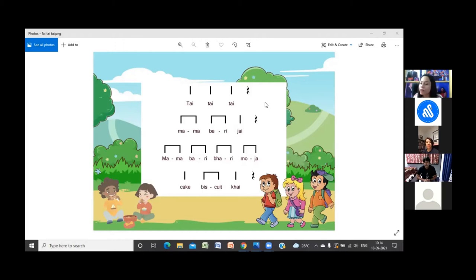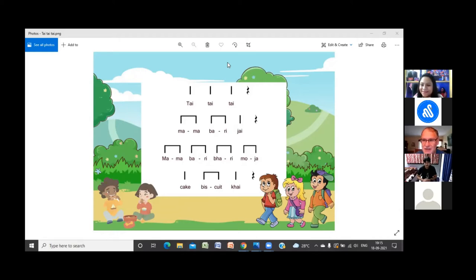So instead of mama, can we just call each other's name with two syllables? Like we have Timothy. Hi, Timothy. So if I say, Timothy baadi jai, Timothy baadi bhaadi moja ke biscuit khai, then Timothy will be the next who will sing the song. And instead of mama, he will call any one of your name, and that person will be the next who will sing the song and show the movement. Am I clear?